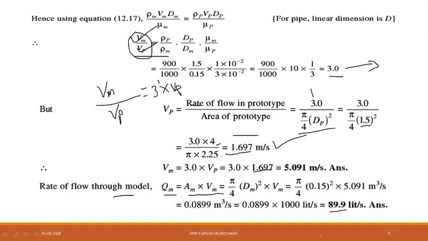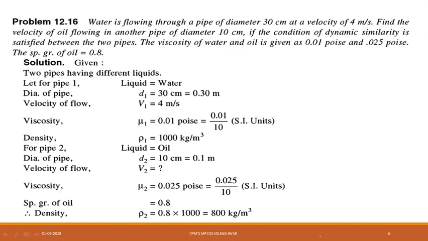Now let us go to one more numerical. Water is flowing through a pipe of diameter 30 centimeter at a velocity of 4 meter per second. Find the velocity of oil in another pipe of diameter 10 centimeter. Now we have to find, there is one more pipe, the diameter is 10 centimeter, and for that we have to find out the velocity, if the condition of dynamic similarity is satisfied between the two pipes. Only if the condition is satisfied do we have to find this.